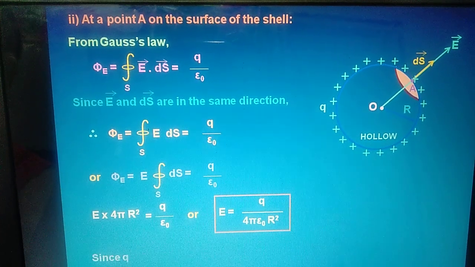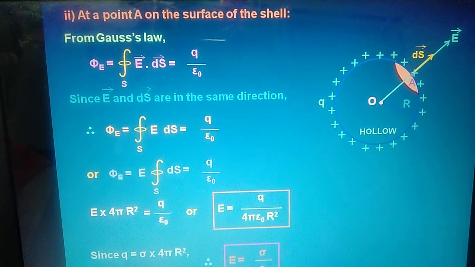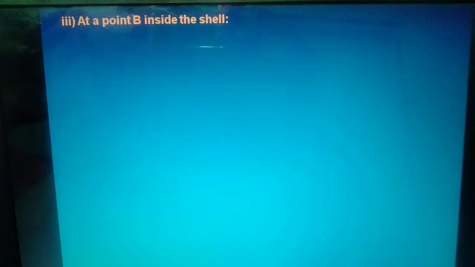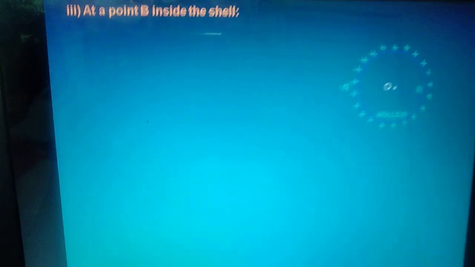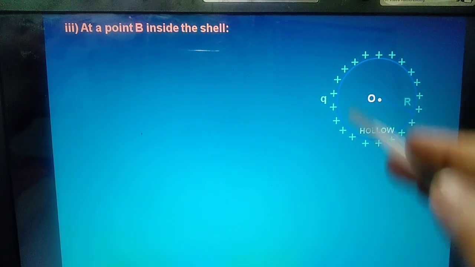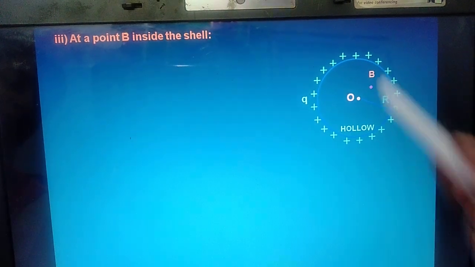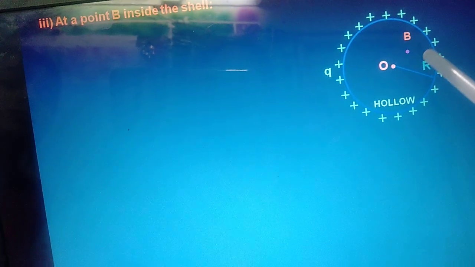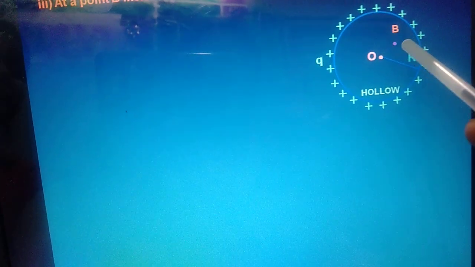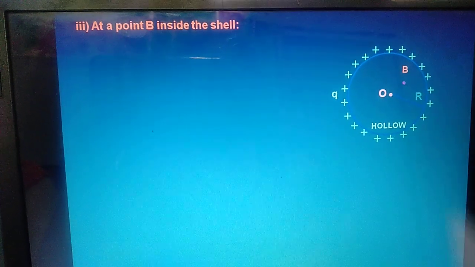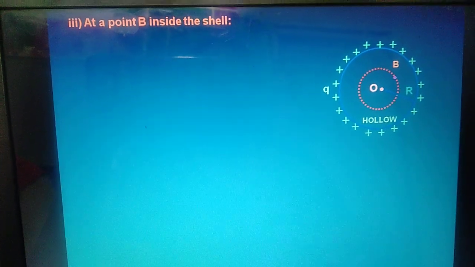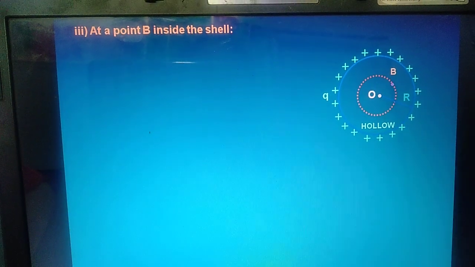Now let us take the third case, at a point B inside the shell. See, this is again the spherical shell, and now the point is taken inside the shell. This is point B. Draw the Gaussian surface. This red one is your Gaussian surface.